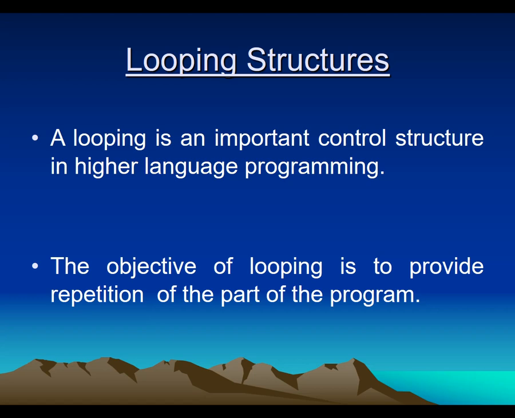What is looping control structure? As you can see on the screen, looping is an important control structure in a higher level programming language. The objective of looping is to provide repetition of a part of the program. See what will be new in this topic. Day by day we are climbing up one ladder.